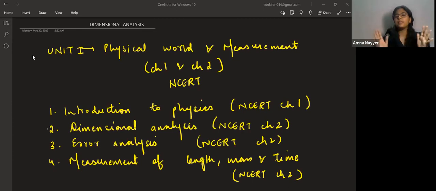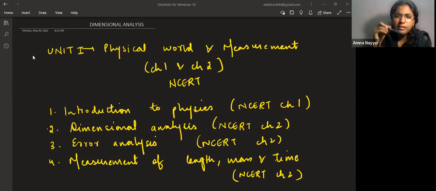Now, starting with dimensional analysis and this physical world and measurement, you have a concept of physical quantities. So what is meant by physical quantities? Physical quantities are those quantities that can be measured in any form. Suppose I tell you your height, you can measure your height. If I ask your weight, you can, using any instrument, tell me your weight. Even if I give you this pen and ask what is the length of this paper, you're going to take a scale and tell me the amount.